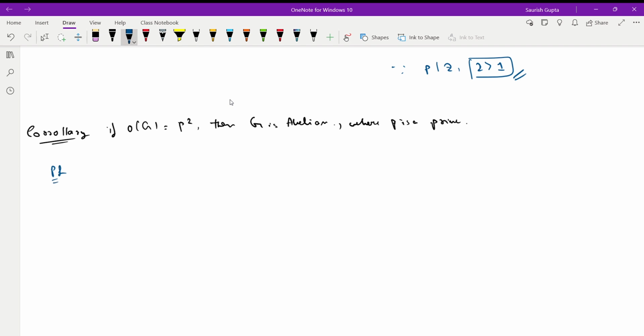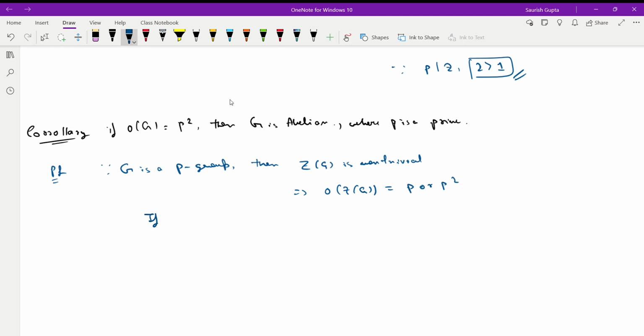The proof of it is also quite simple, because since G is a P group, which we already know, then ZG is non-trivial, right? This implies that the order of ZG can either be P or P squared, right? Because by Lagrange's theorem, the order of ZG must divide G. G is of order P squared. The only factors of P square are 1, P and P square. ZG is non-trivial. Its order cannot be 1. So the only possibilities for the order of ZG is P or P square.